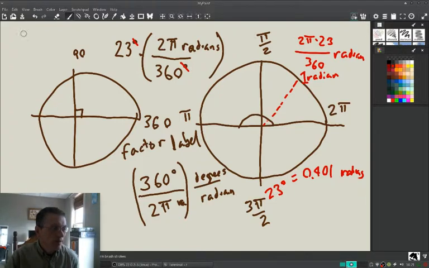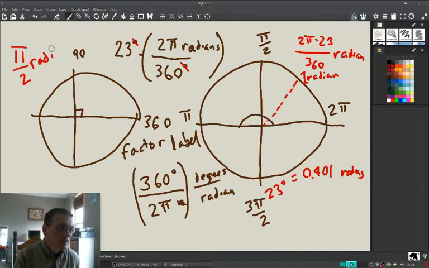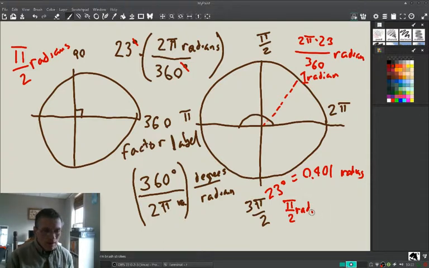So we can go the other way. Say we had, well, just for fun, we'll pick pi over 2 radians. So we want to convert that to degrees. Well, we can use our factor label again. I'm going to write it down here. Pi over 2 radians. I'll shorten it as rad. So we want the radians to cancel out, so we want to leave it sort of in this form here.